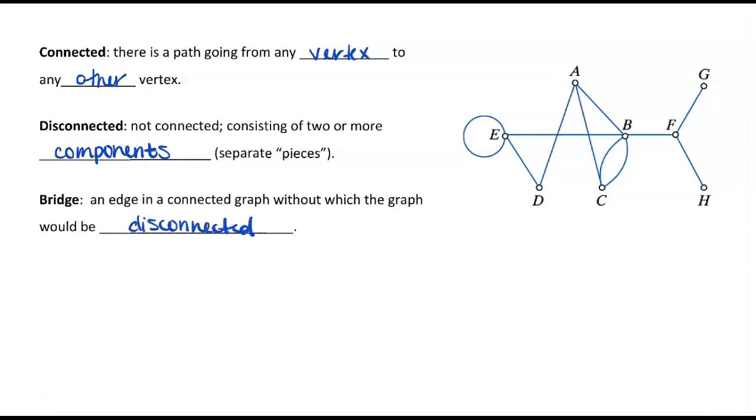In this graph pictured here, imagine what would happen if we took out edge BF. There would be no way to get from vertices G, F, and H to A, B, C, D, or E. So the graph would no longer be connected. It would be disconnected. That means that edge BF is a bridge. Without it, the graph would be disconnected.